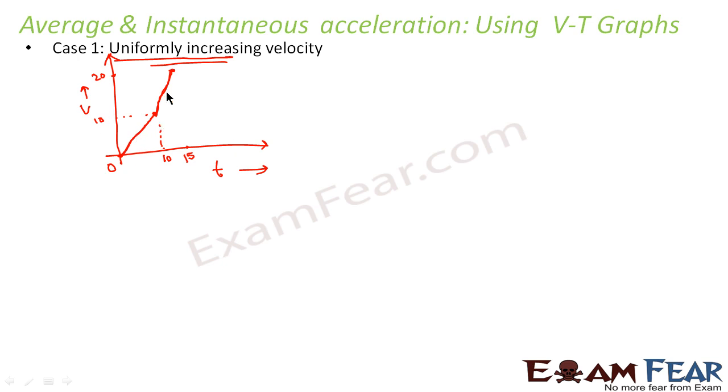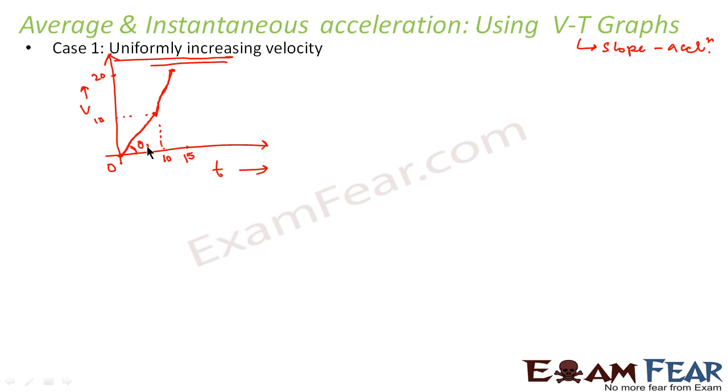Now from this velocity time graph, we can easily find out the value of acceleration. Why? Because the slope of this velocity time graph gives the value of acceleration. Let us verify the same. Now the slope for this line and the slope for this line will give the value of A1 and A2.